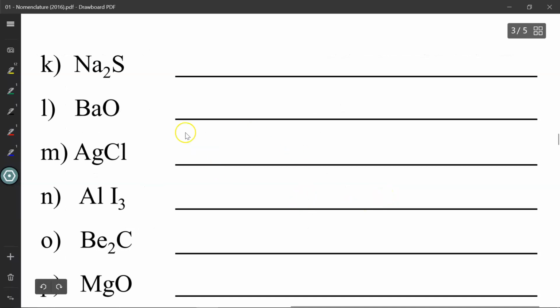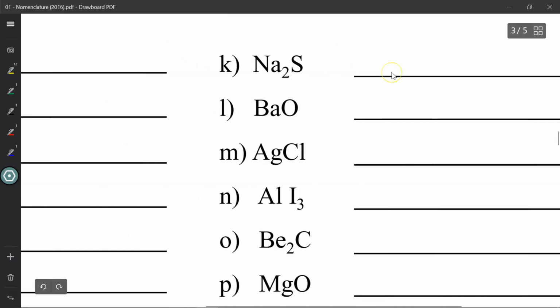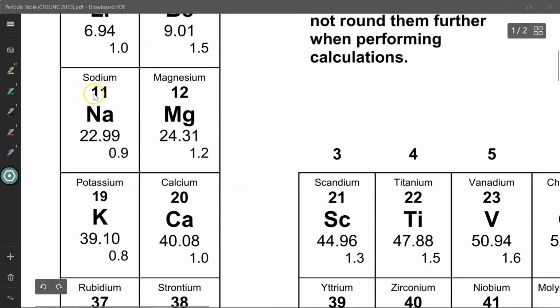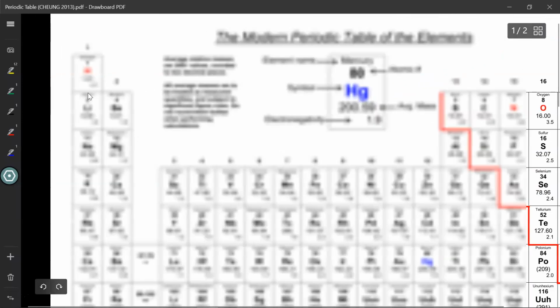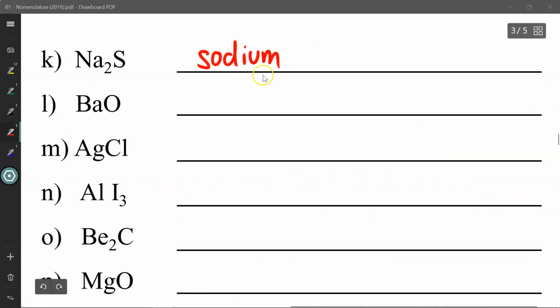I find it's easier to go from the chemical compound to the chemical name first, and then we'll do the chemical name into the chemical formula afterwards. So, looking at this chemical symbol, Na, we see that it is sodium. And since sodium is on the left side of the staircase, it's a metal, and metals do not change their names, so we just keep it as sodium.